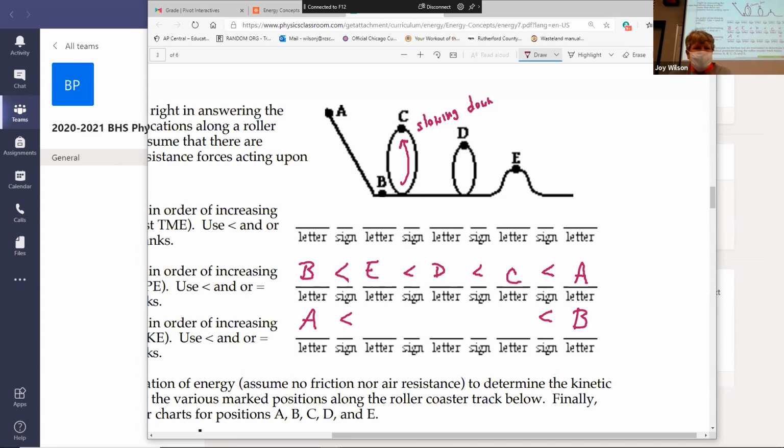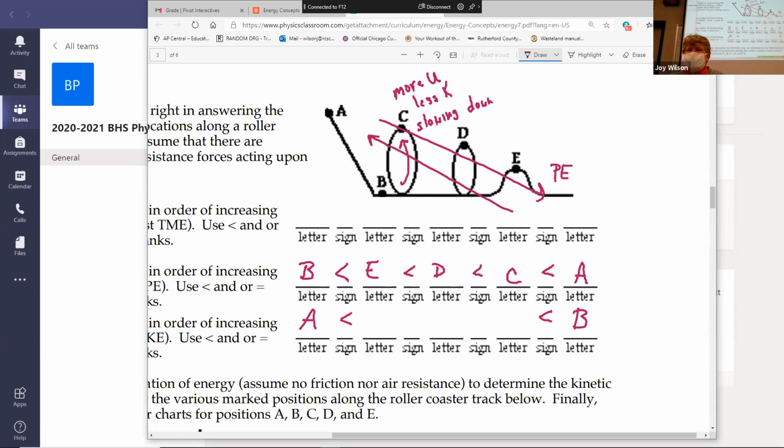And so which one is, this one has a lot more potential. So it has more potential, right? Less kinetic. So which one will it get paired with? It'll be the next least or the next most. If the potential energy goes this way, the kinetic energy will go that way.